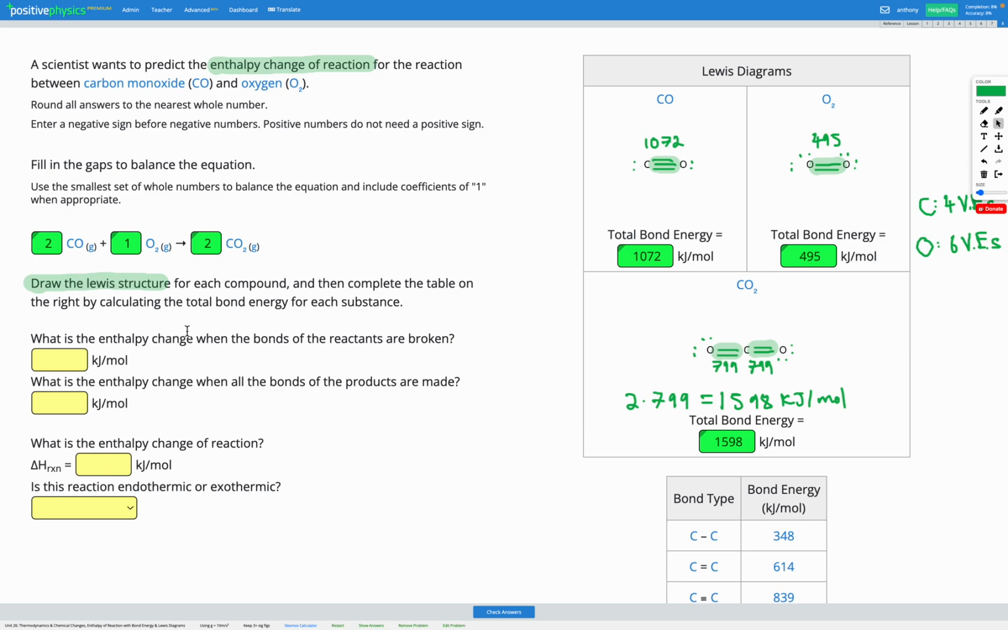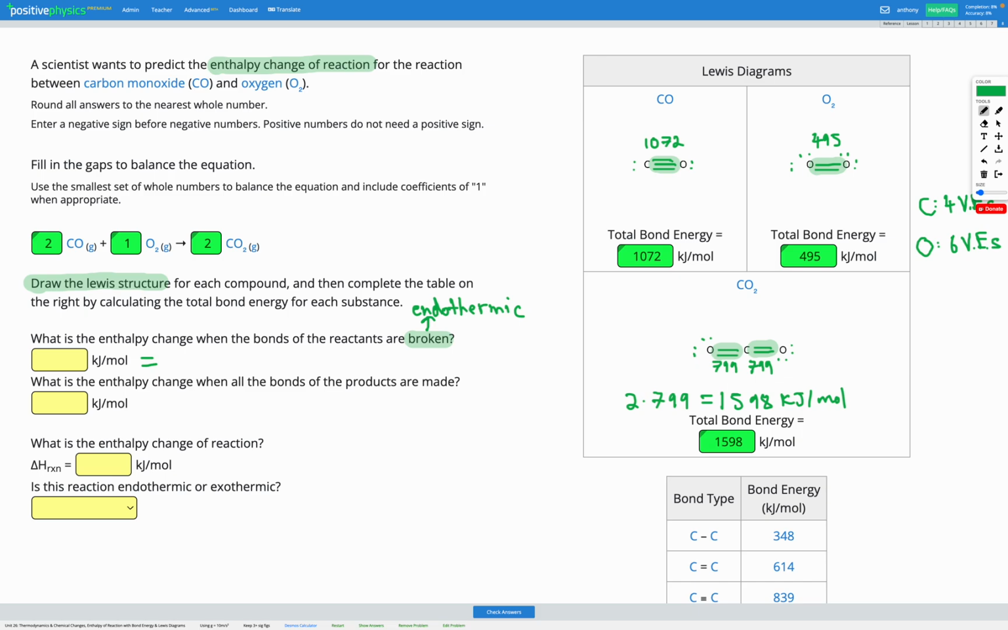Next, we're going to calculate the enthalpy change when the bonds of the reactants are broken. Now remember, breaking bonds is endothermic. It takes in energy to break bonds. So this is going to be a positive number. And to get it, we're going to multiply the total bond energy of each compound in the reactants by the coefficient in the reactants and add them together.